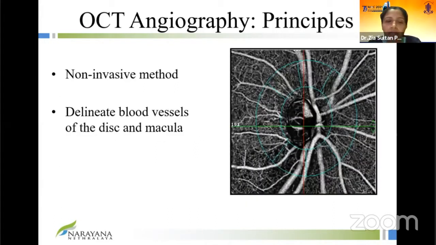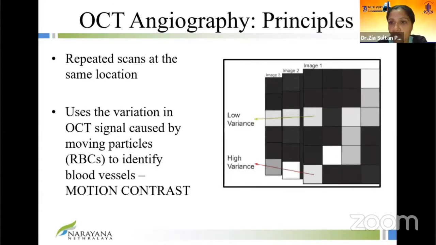So what is the basic principle of OCT angiography? So you basically get an image like this without having to use any fluorescein or any dye. So it's pretty fascinating. It's a non-invasive method of delineating the blood vessels. And how they do this is fairly simple. So the hardware is the same as that of an OCT machine. But what it does is instead of scanning the region one time, it repeatedly scans the same region.